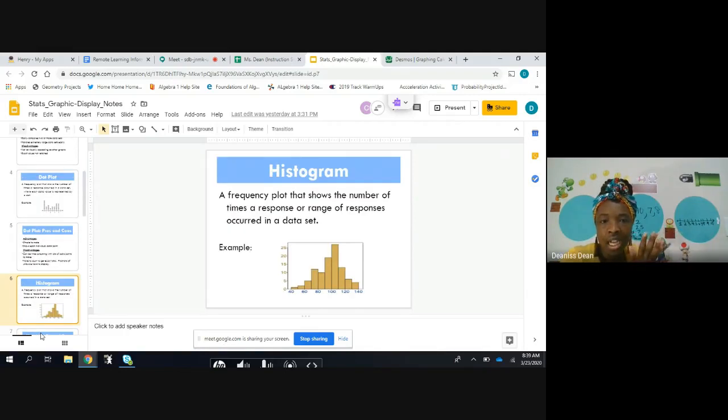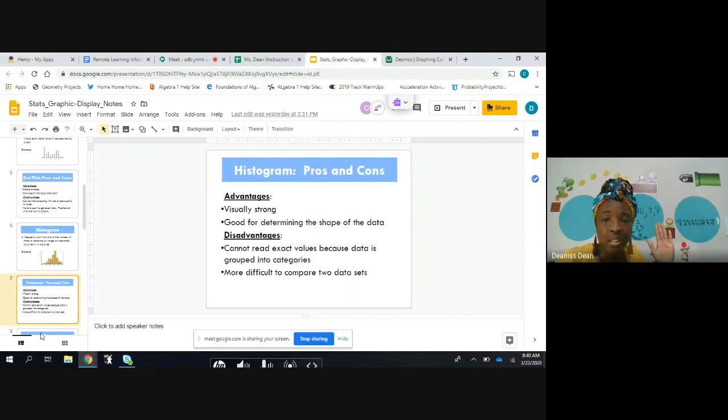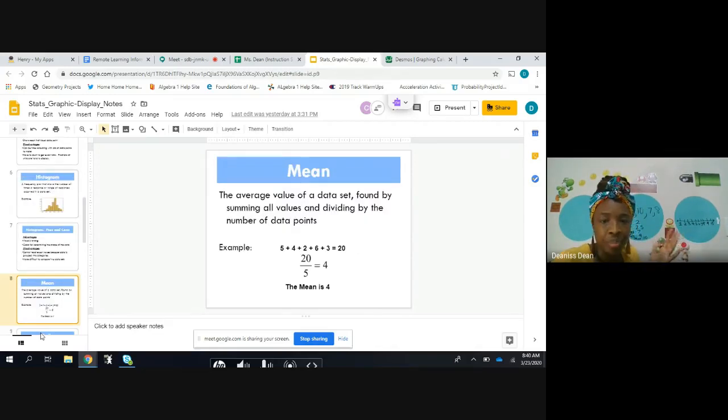All right. A histogram can also be called a frequency plot because it tells you how many times something occurs within a certain interval or range. You still won't get back exact values, and you can compare two different sets of data with a frequency plot. So I went over mean, all right?